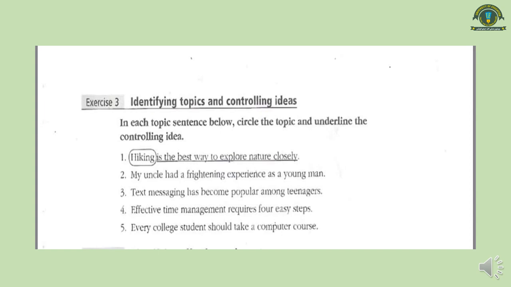My uncle had a frightening experience as a young man. So here, my uncle is the topic, and the controlling idea is that when he was a young person, he went through a frightening experience. This suggests that in the whole paragraph we are talking about that frightening experience of the uncle.